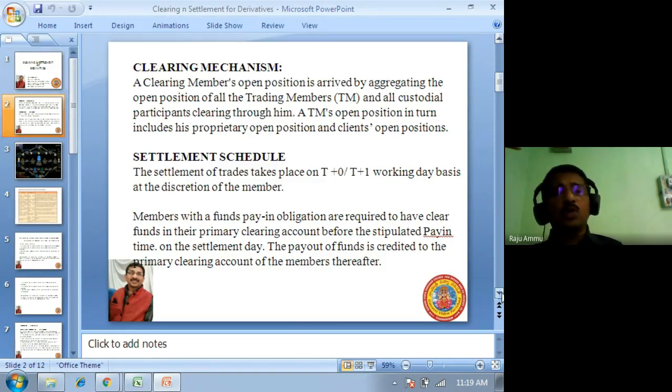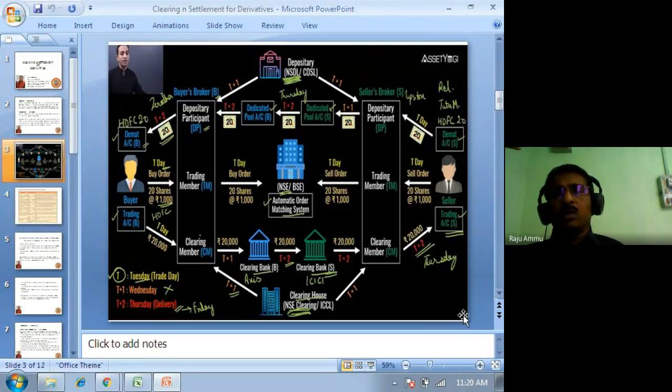Now before I go to the actual screen of pay-in and payout obligations, the members with a funds pay-in obligation are required to have clear funds in their primary clearing account before the stipulated pay-in time on the settlement day. The payout of funds is credited to the primary clearing account of the members thereafter. Before I go ahead, another.